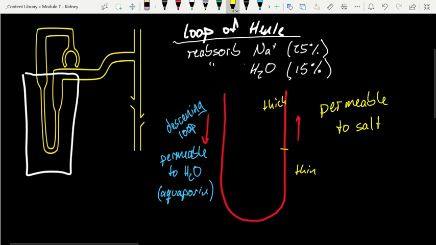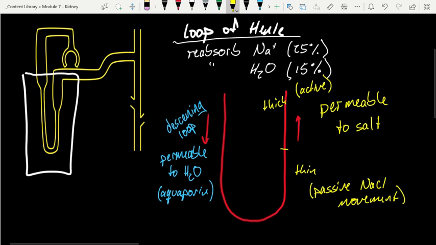The thin is permeable to salt passively, so this is passive salt movement, but the thick is all about active movement of salt, and that's what we want to focus on. It's essential that we understand these differences. Coming down on the descending side, I'm only permeable to water, not salt. Going up on the other side, I'm only permeable to salt and not water. And the whole purpose, remember, is to find a system that allows me to reabsorb a lot of water so that I can recover that.